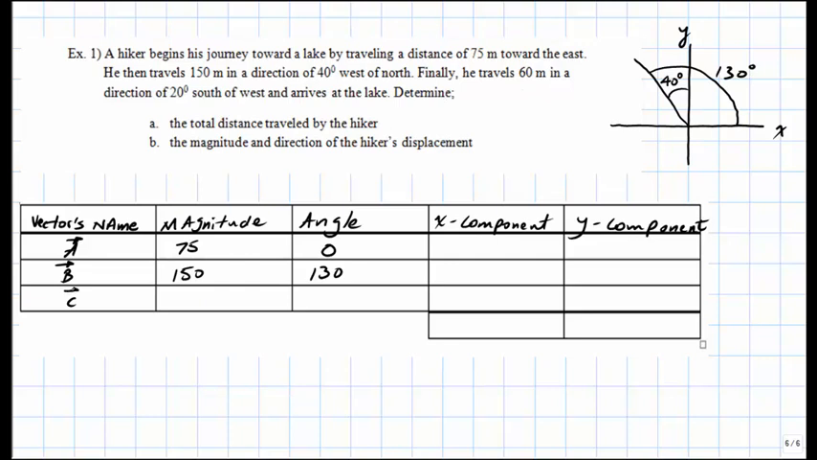In the last leg of the journey, we're traveling 60 meters. We'll call that vector C. The magnitude is 60, and now the direction is 20 degrees south of west. Now, the reference direction is west, which is right here, the negative x-axis, and we have to now rotate 20 degrees towards the south. So if we rotated another 20 degrees from west, we would arrive approximately here. So this is our third vector. This is our 20-degree angle.